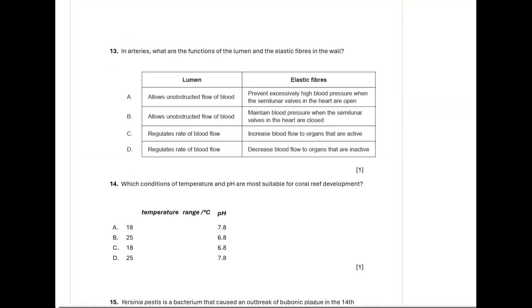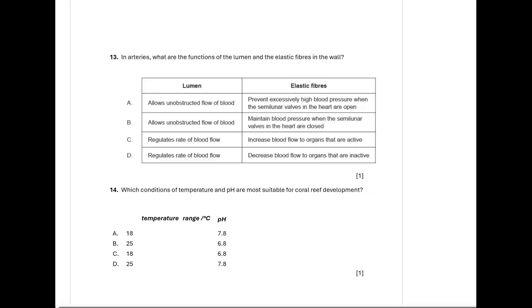So then 13. In arteries, what are the functions of the lumen and the elastic fibres in the wall? So the function of the lumen is always going to be to allow the unobstructed flow of blood, so we can get rid of those two. And so then what's the function of the elastic fibres? That's to maintain the blood pressure, isn't it? So that is going to be that one there, so it's going to be B.